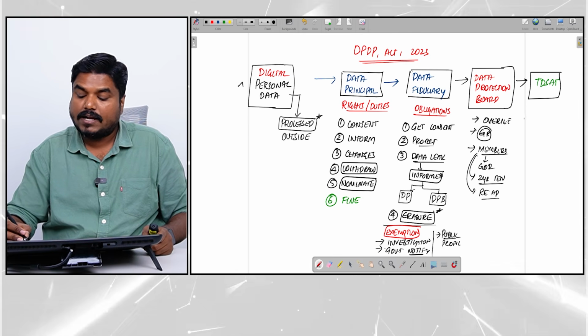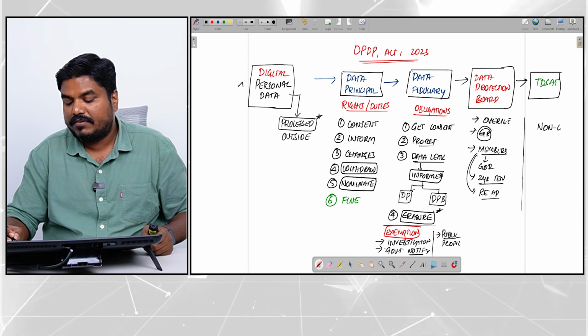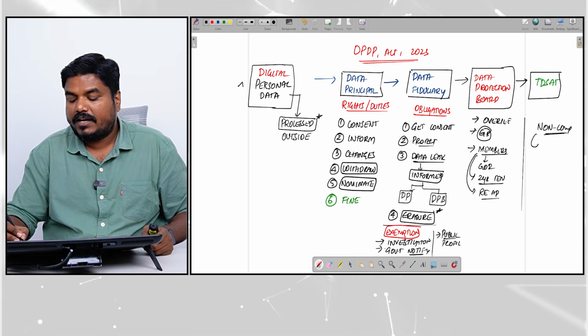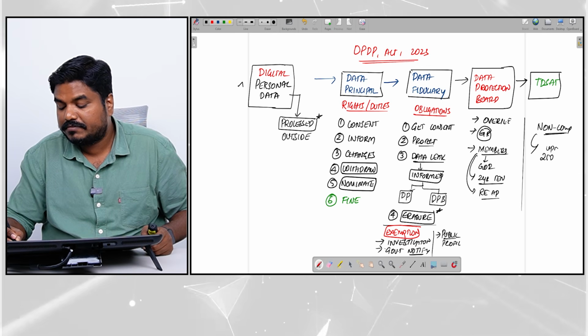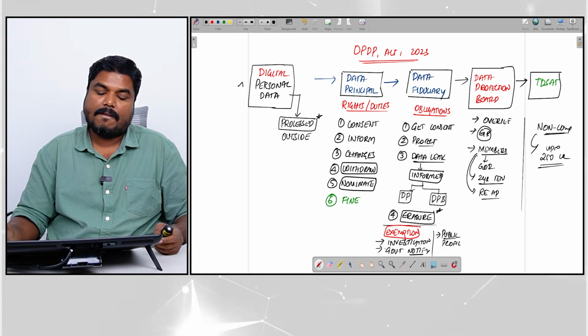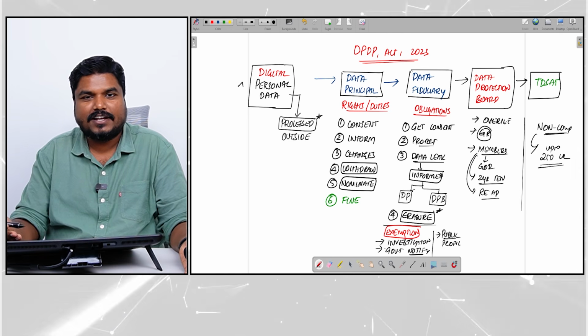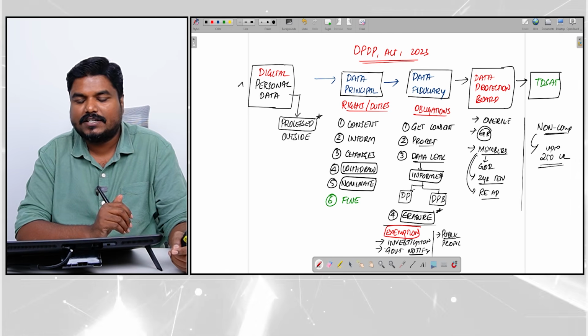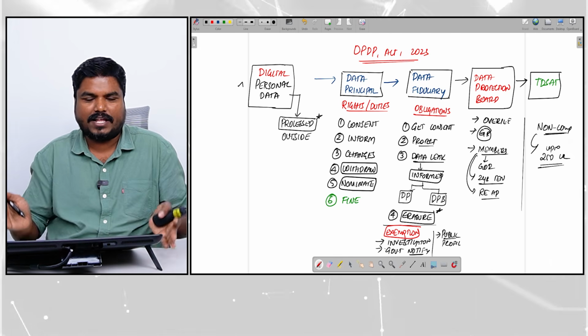Okay, and non-compliance, if data fiduciary is non-complying, right, it can invite a fine up to 250 crores. Okay, this is what is DPDP Act. Rules were notified. Now the companies have to adhere to these rules in a given specified time period. I hope now you got clarity.